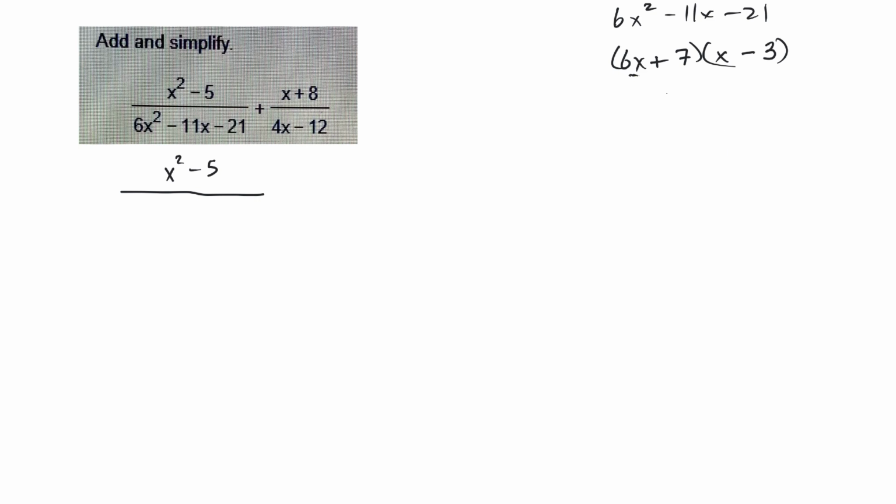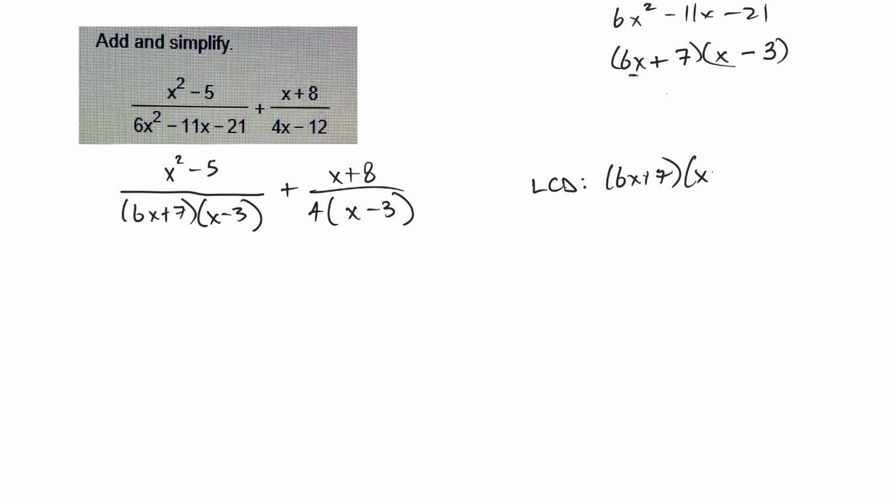Okay, so I can write 6x plus 7, x minus 3 here, plus x plus 8 over. This one I can just take a common factor of 4 out, so it'd be x minus 3. Now let's figure out what our lowest common denominator is. And I always just write the first two down. So it has to be 6x plus 7 and an x minus 3. Then I check this one to see what I'm missing. I'm missing a 4, so I need to put a 4 in there. And x minus 3 I have already, so I don't need that. So this is my lowest common denominator.